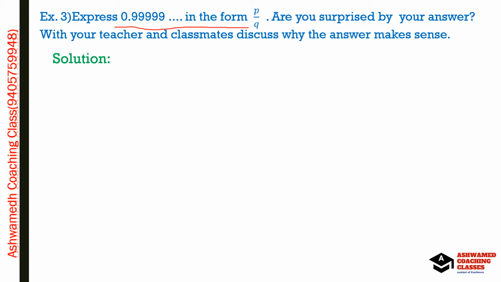We can give the answer once we find the P upon Q. So what is P upon Q, that we will see. Now see this, take x is equal to 0.999 that we have already seen. To find the decimal expansion in the form of P upon Q, we just take x equal to the given decimal. So x is equal to 0.9 bar, because one digit is repeating here.